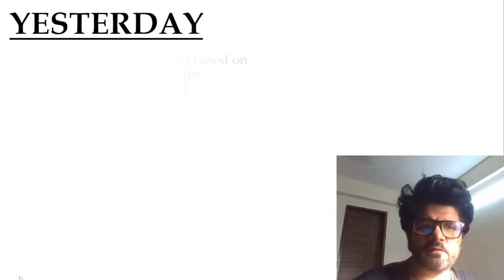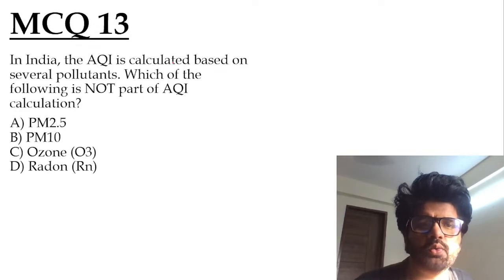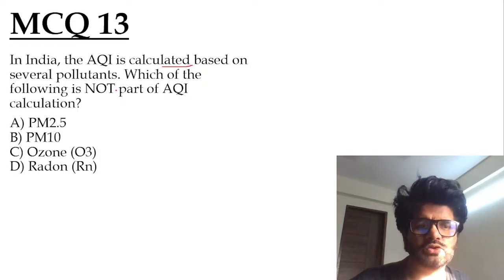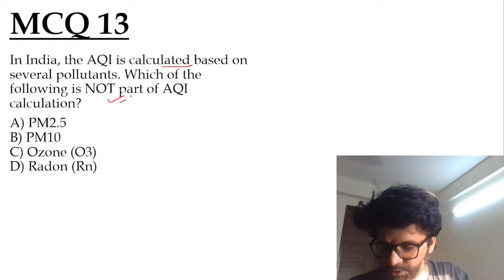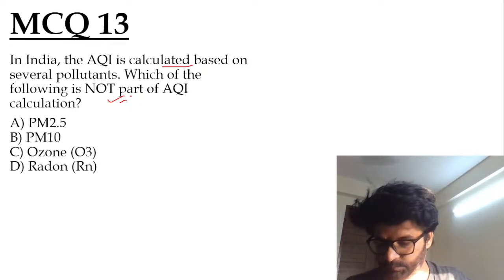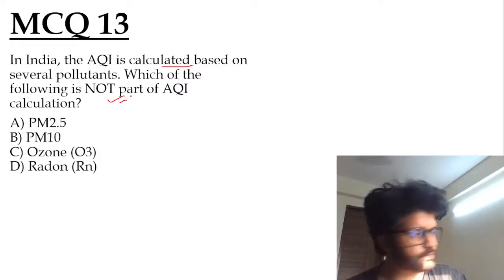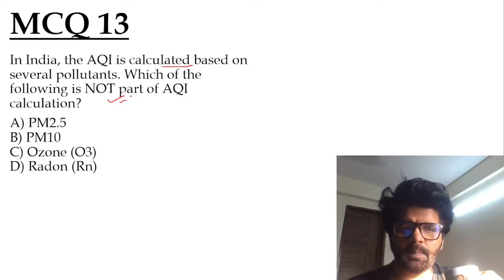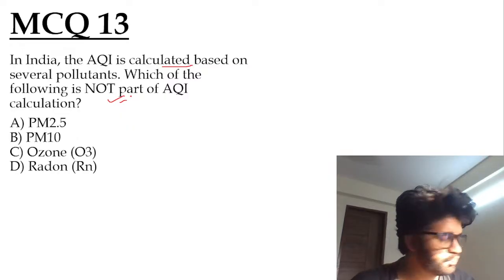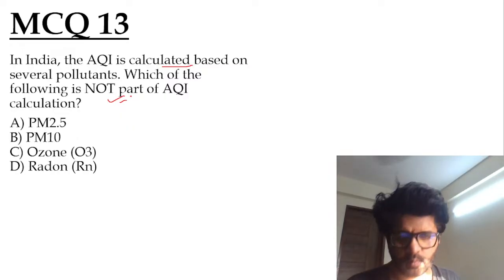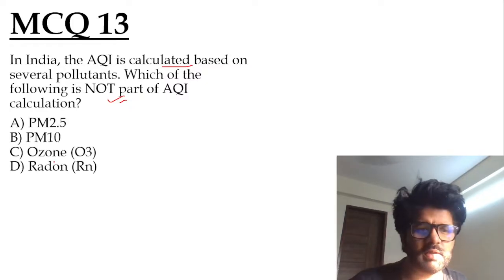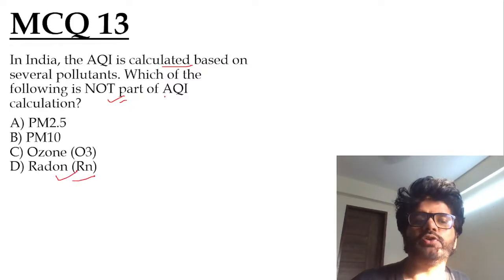So yesterday I gave you people this particular question. In India, AQI is calculated based on several pollutants. Which of the following is not part of AQI calculation? What is the answer here, guys? PM 2.5, PM 10, ozone or radon. What is not part of AQI, so to say? So as Harshini has stated, radon is not a part of it.